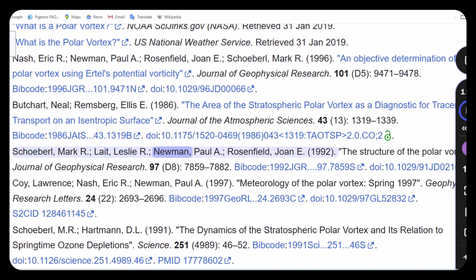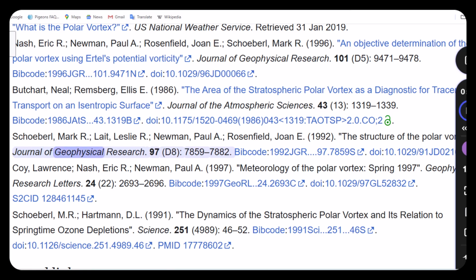Leslie R., Newman, Paul A., Rosenfield, Joan E., 1992. A restructure of the polar vortex. Journal of Geophysical Research, 97 D8, 7859 to 7882. Bibcode 1992JGR....97.7859L. DOI 10.1029/91JD02168.